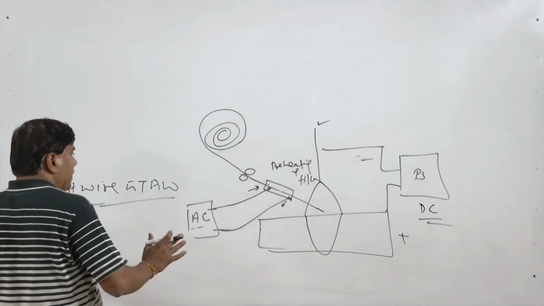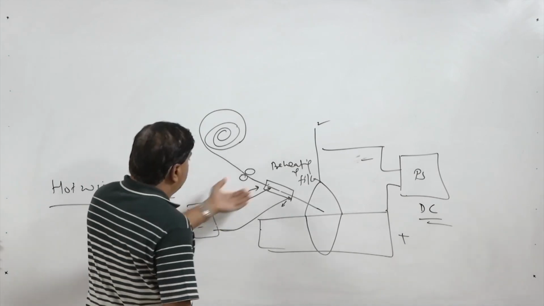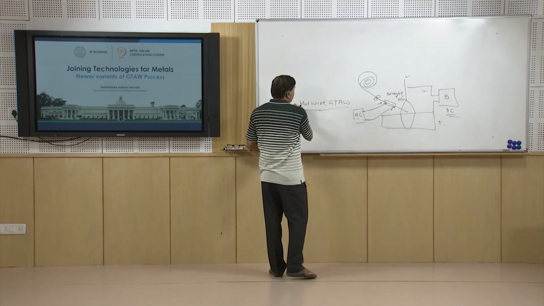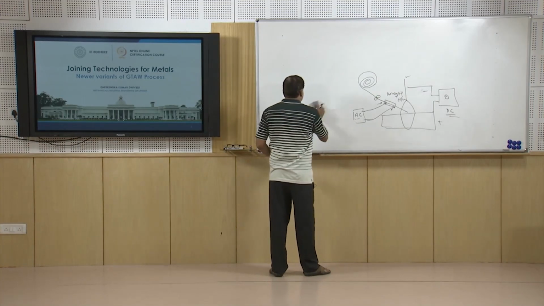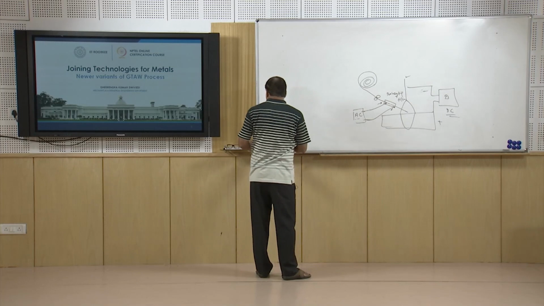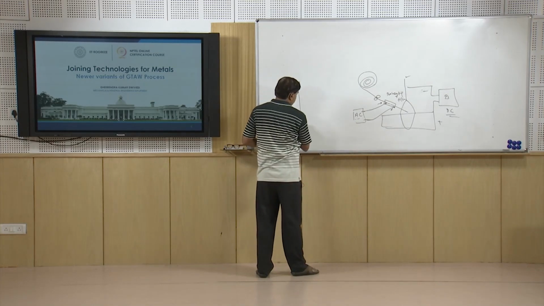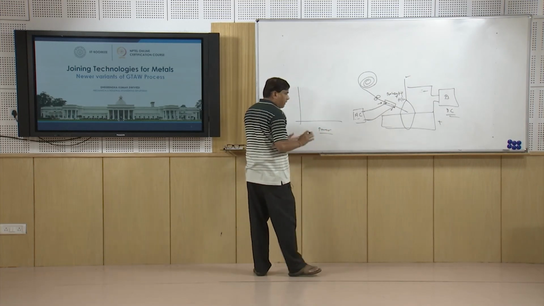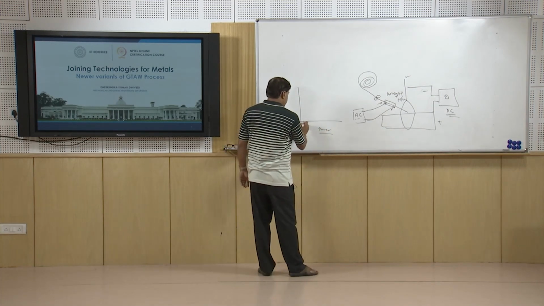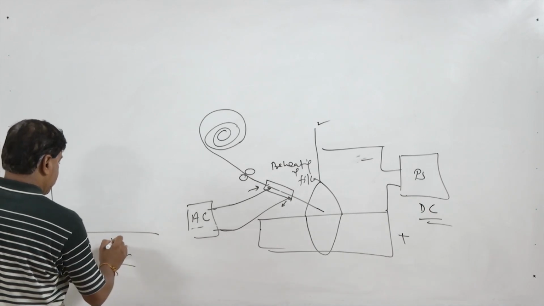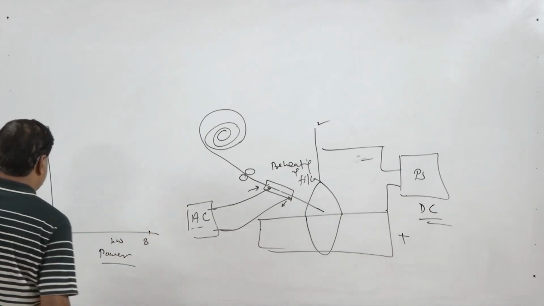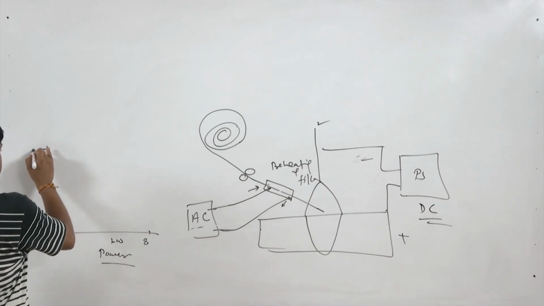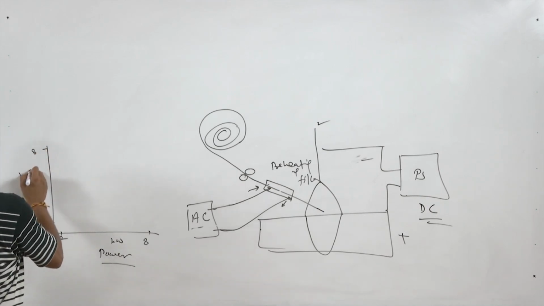So, the deposition rate which is achieved after preheating of the filler wire becomes much higher as compared to the case of the conventional GTAW. To see the comparison of this process, say the power of the arc here is 2 kilowatt, and here 8 kilowatt, then it may result in like 2 to 3 kg, and here it may be 8 to 10 kg per hour.